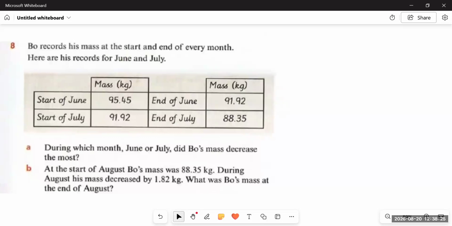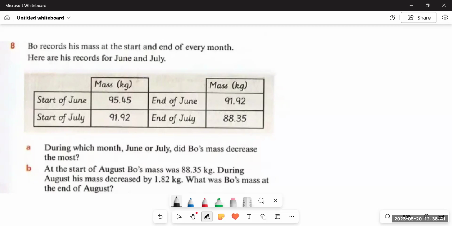This is Cambridge Lower Secondary Book 7. Today we are starting exercise 4.2, question number 8. We have already discussed the first few questions. So starting from question number 8, it says, Bo records his mass at the start and end of every month.